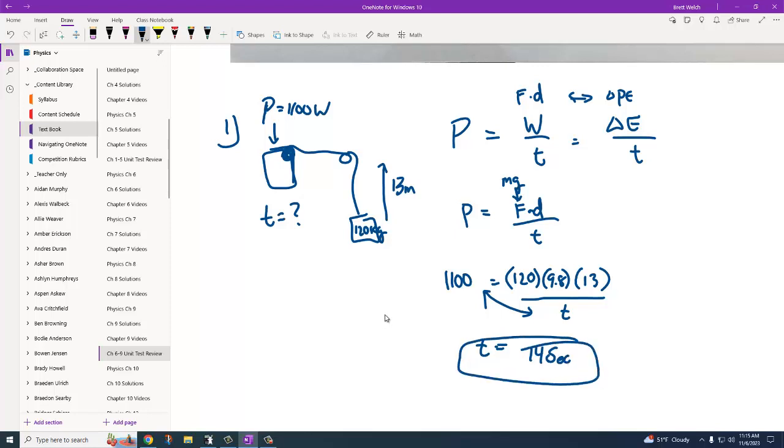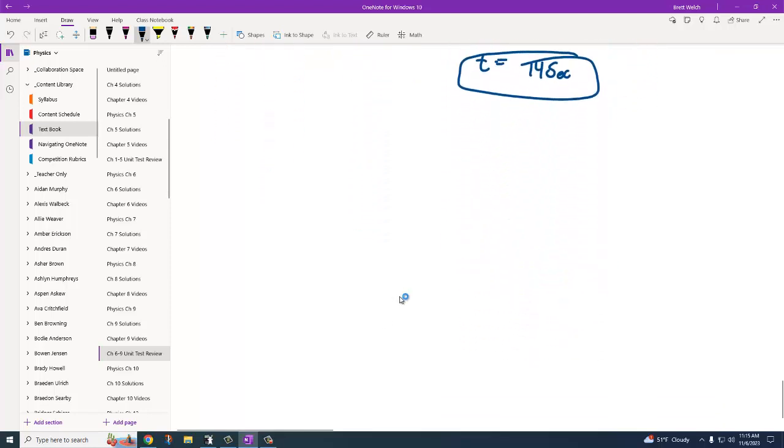Okay. Question number 2. We are going to take a crate and we're going to drag it across the ground by applying a force of 310 newtons at a 12-degree incline above the horizontal. So that's 12 degrees. Instead of pulling it straight across the ground, we're using what's comfortable for us.